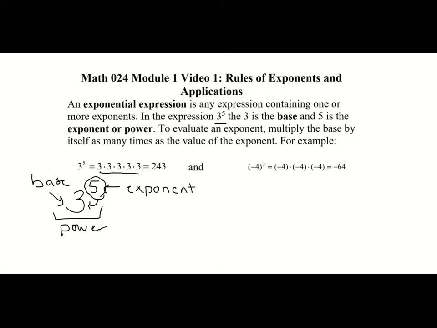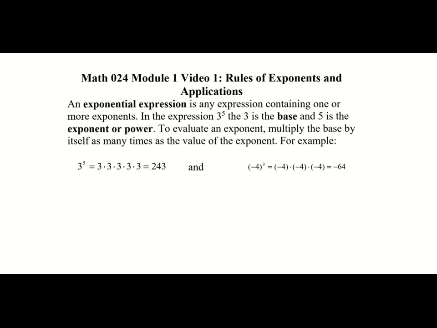So for instance, here, because we have parentheses around the -4, it's -4 to the 3rd power. So it would be -4 times -4 times -4. Not -4 times 3, so it wouldn't be -12. It would be -4 times -4 times -4.